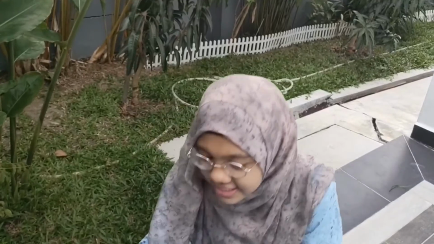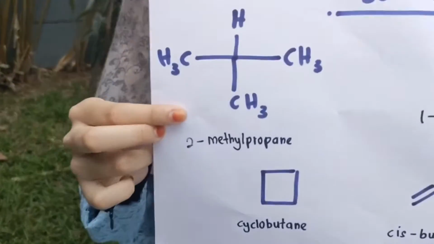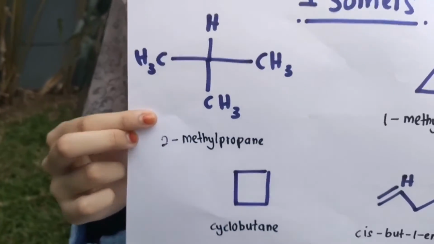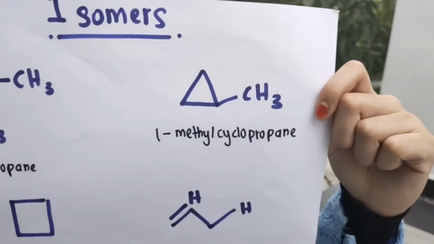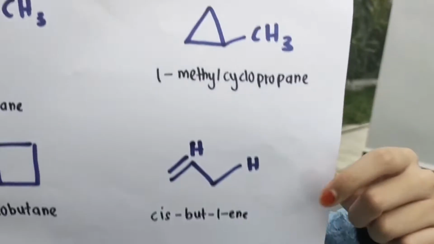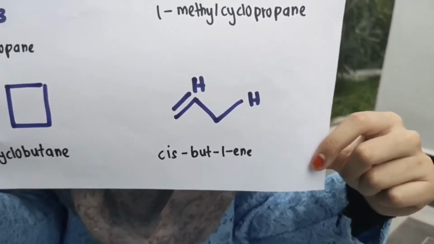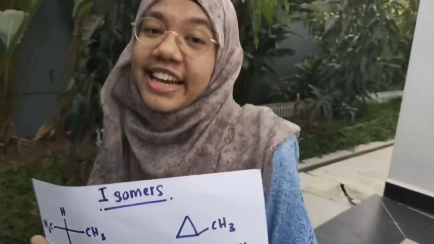Okay guys, compound A, which is cis-but-2-ene, has 4 structural isomers. Let's figure out. The first structural isomer is 2-methyl-propane. The second one is cyclobutane. The third one is 1-methyl-cyclopropane. And the last one, definitely cis-but-1-ene. Okay guys, now we have done with the structural isomers.